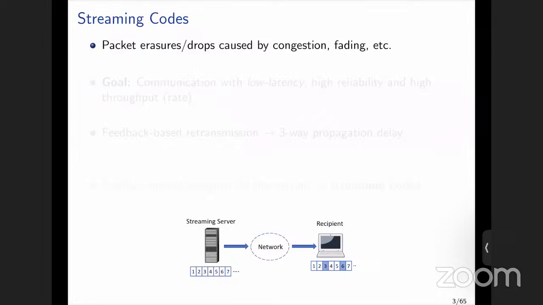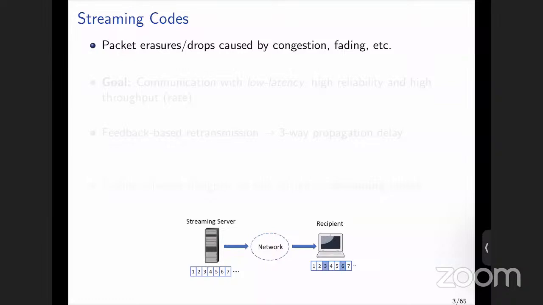So let me begin with informally defining what a streaming code is. Let's look at this figure here. There's a streaming server and there's a recipient. You can think of the streaming server as the sender, and the sender is sending a stream of packets over a network to the recipient. Each rectangle here denotes a packet. I'm naming them 1, 2, 3 like that, and sending them over a network.